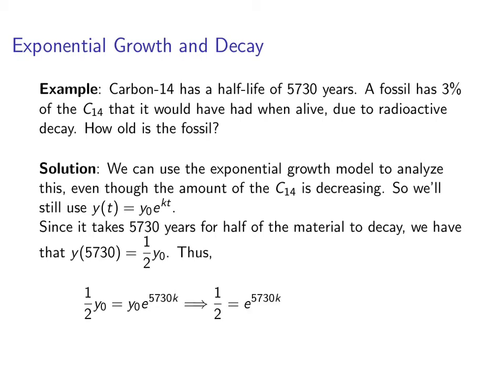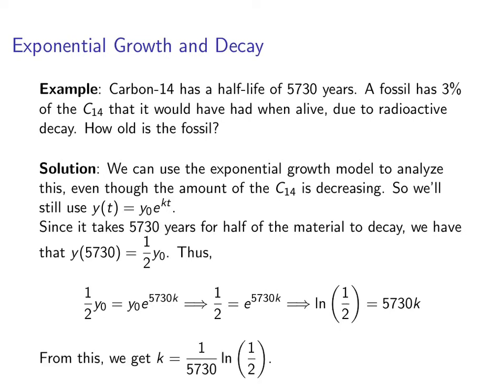So we can divide by the y naughts, and then we'll solve for k. We'll end up with k is equal to 1 over 5,730 times log of 1/2. Notice that this k is a negative number. Log of 1/2 is a negative number. Remember that log of 1 is 0, so if you plug in anything less than 1 into the log function, you'll get a negative number.